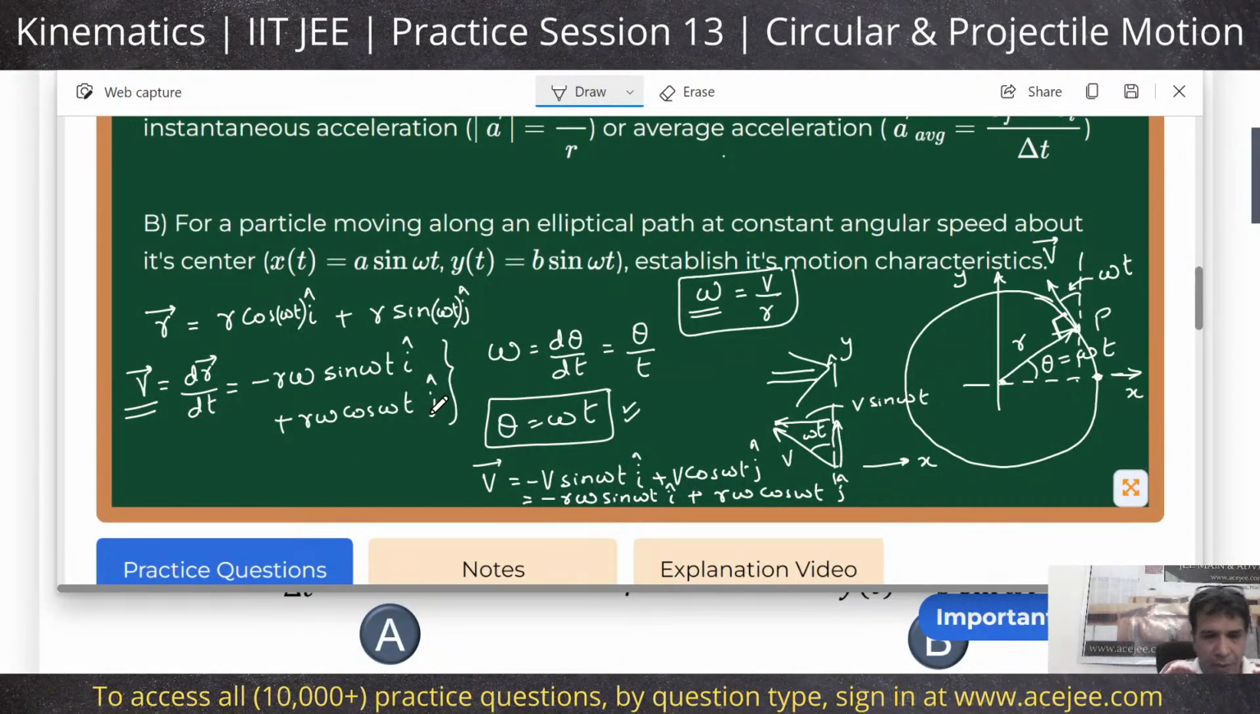Now let's quickly find the acceleration vector. Acceleration vector is simply the rate of change of the velocity vector, dv by dt. Velocity vector was the rate of change of the position vector, dr by dt, dr being the displacement. So dv by dt, differentiated again, you get minus r omega square cos omega t i cap minus r omega square sine omega t j cap. Any concerns?